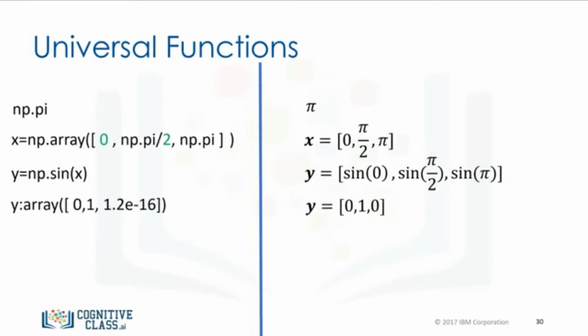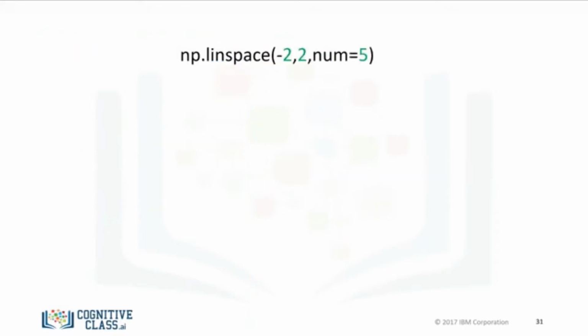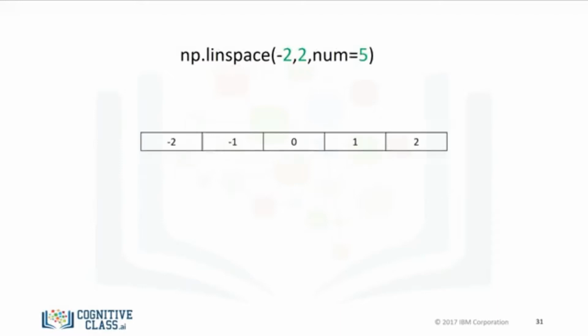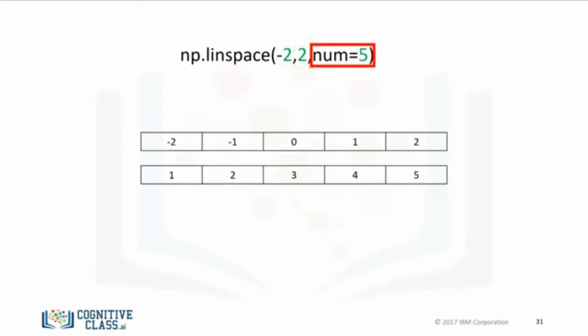The result is a new array y, where each value corresponds to a sine function being applied to each element in the array x. A useful function for plotting mathematical functions is linspace. Linspace returns evenly spaced numbers over a specified interval. We specify the starting point of the sequence and the ending point of the sequence. The parameter num indicates the number of samples to generate. In this case, 5. The space between samples is 1.